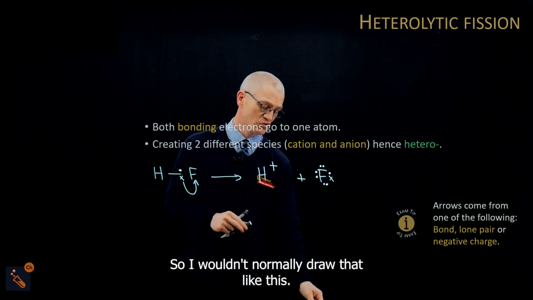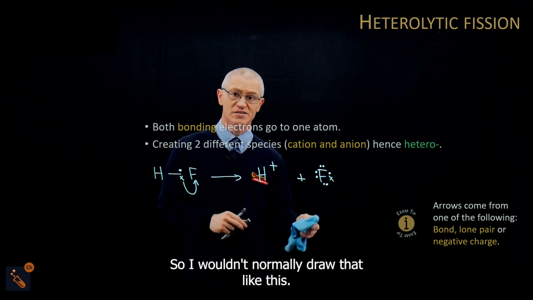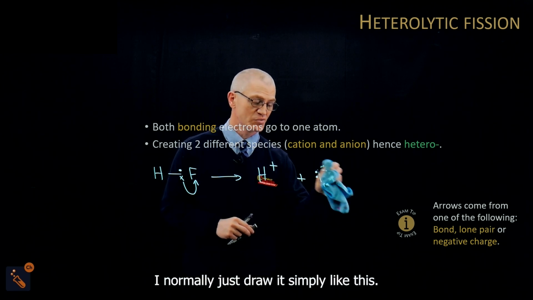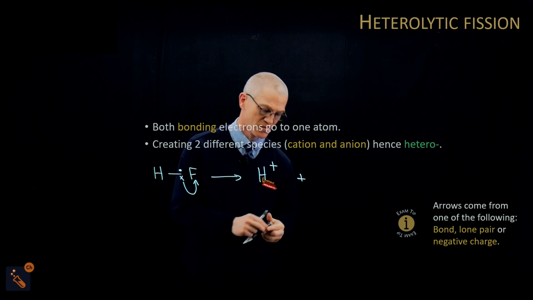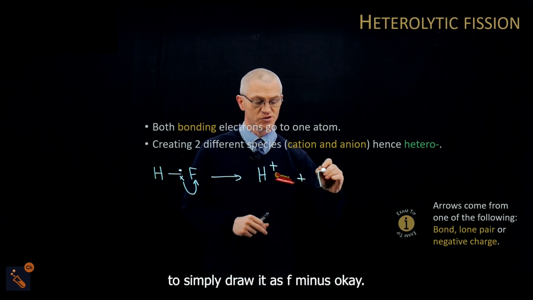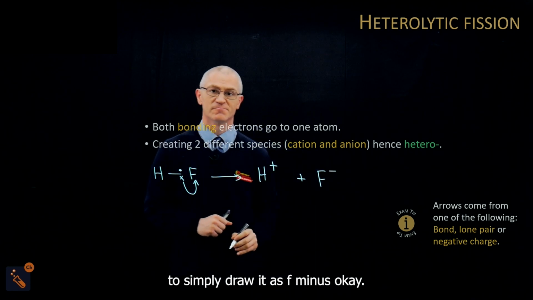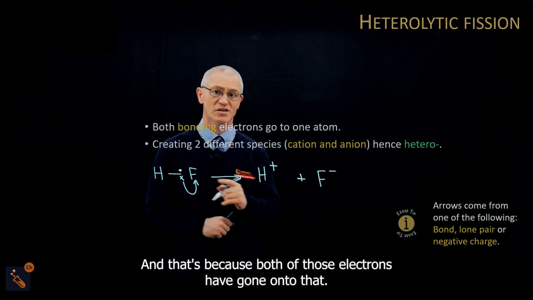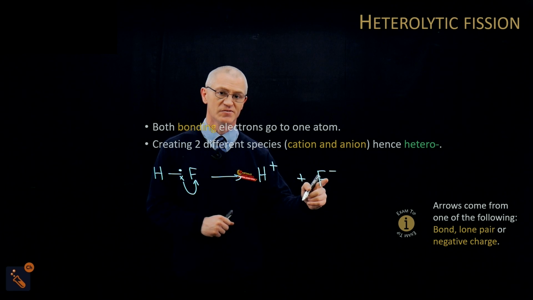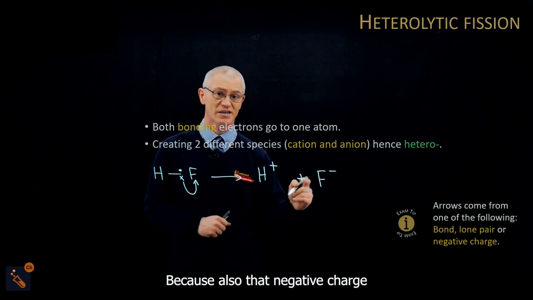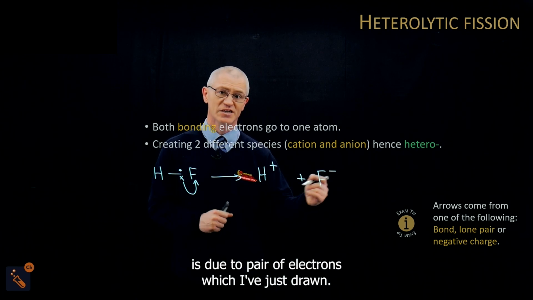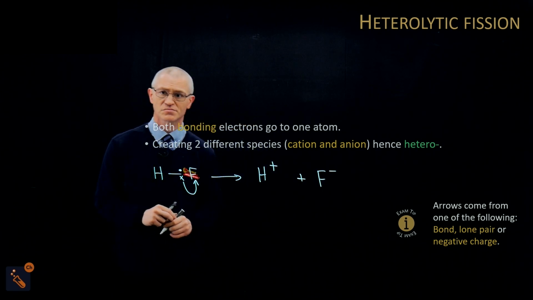So I wouldn't normally draw that like this, I'd normally just draw it simply like this. So if I want to rub that off, I normally just simply draw it as F minus. And that's because both of those electrons have gone onto there. And like I said, it can come from a negative charge, because that negative charge is due to a pair of electrons which I've just drawn.